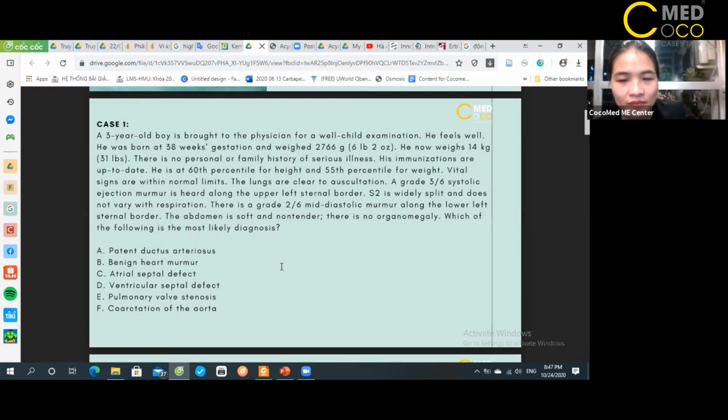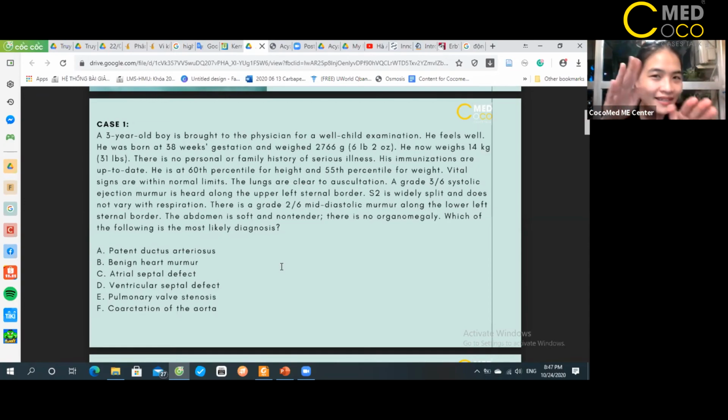First of all, it does not vary with the respiration. It means no change with respiration. It means the split will be fixed and wide. Split S2 means we have two components of the S2, sometimes called A2 and P2. A2 is the aortic valve and P2 is the pulmonary valve.